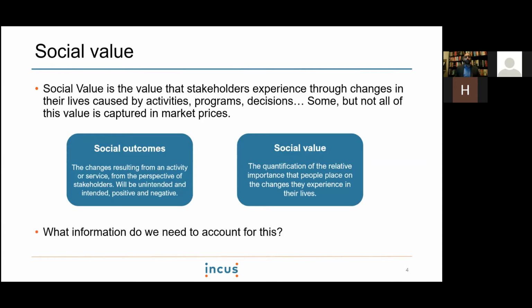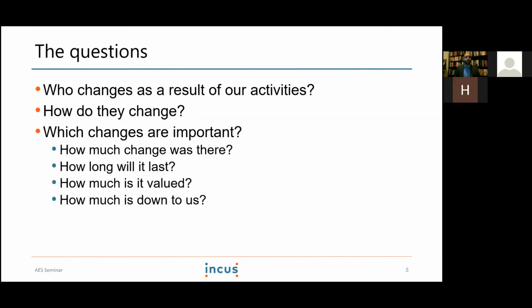So if we are trying to work out what social value is, or the social value of an intervention or an organization, an initiative, what information do we need to account for this? A lot of this is the stuff that we're familiar with as evaluators. So we might ask questions like, who changes or who benefits as a result of the activities of that initiative? How did they change? Which changes are important? And when we start to work down this list, that's when we start talking about social value. So how much change was there? How long did it last? How much is it valued by those individuals or by that stakeholder group? And how much is down to us, that sort of contribution, attribution aspect?